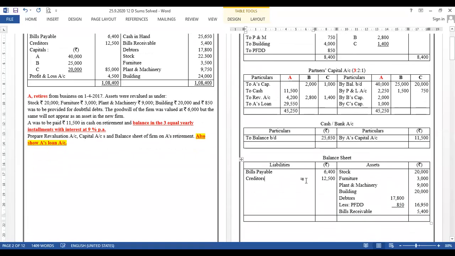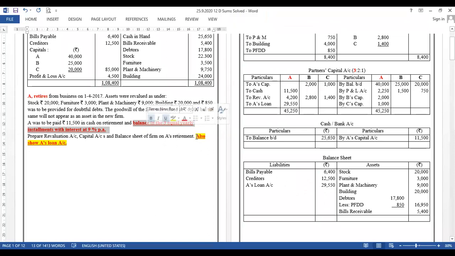A's loan, we know, is a liability, so let me write here A's loan account. This is as simple as whatever we have done till yesterday. Do not confuse yourself looking at the red-marked words in the question: balance in 3 equal installments at the rate of 9% per annum, show A's loan account. Nothing like that will appear in any sum in the board exams, like this year's 2021 exam. So this is simple, as we did yesterday also.